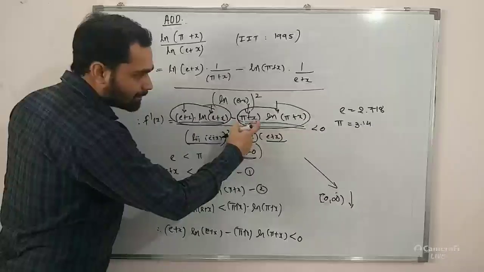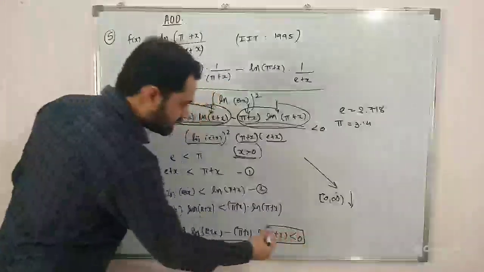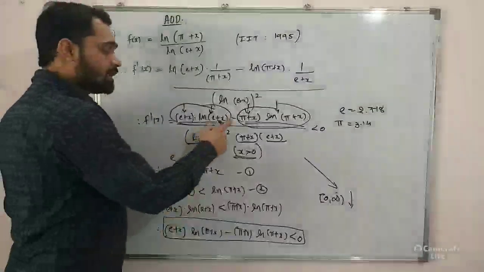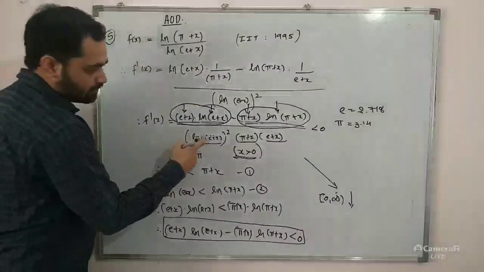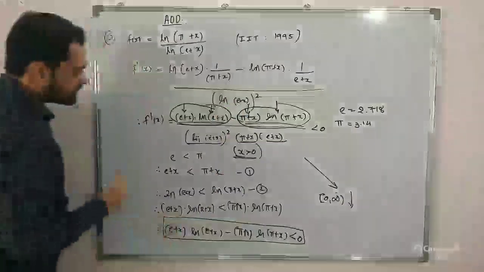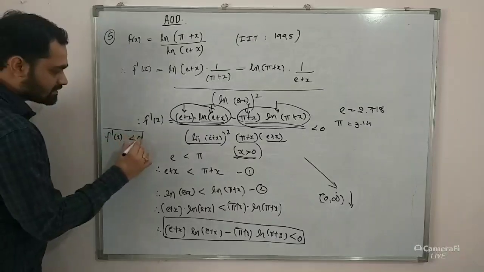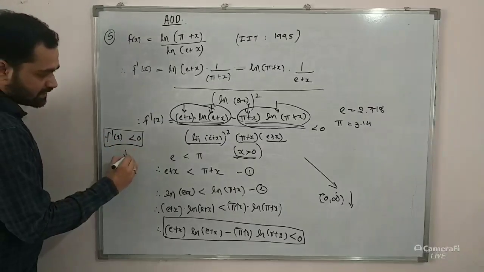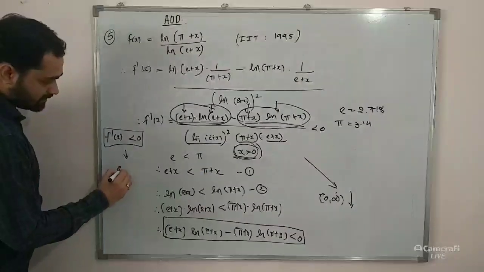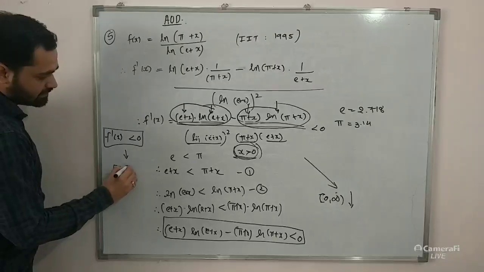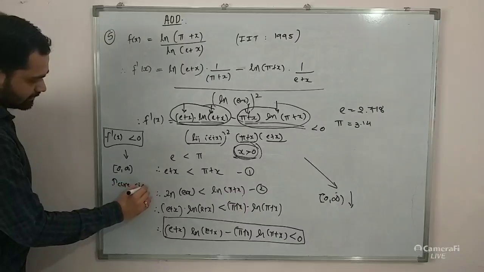It means smaller number minus larger number becomes negative. It means the sign of numerator is negative. If the sign of numerator is negative and the sign of denominator is positive, it means f dash of x is less than 0. If f dash of x is less than 0, then the function is decreasing. But for what value of x? For x greater than 0, it means 0 to infinity. In 0 to infinity, the function is decreasing, right?